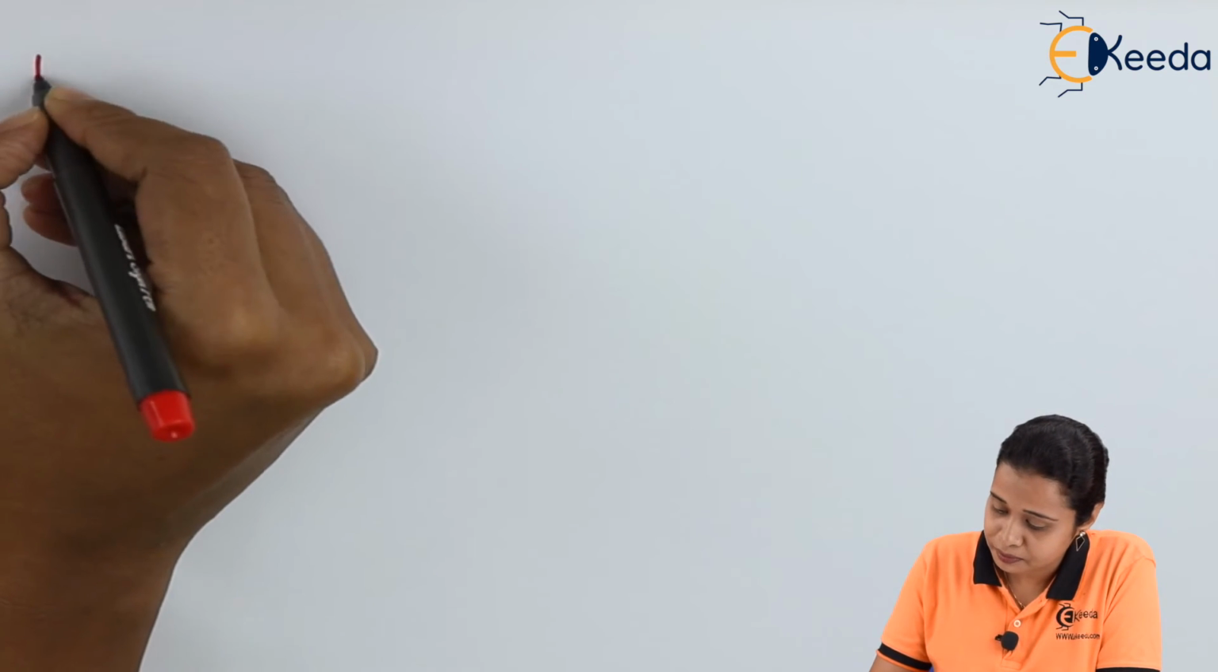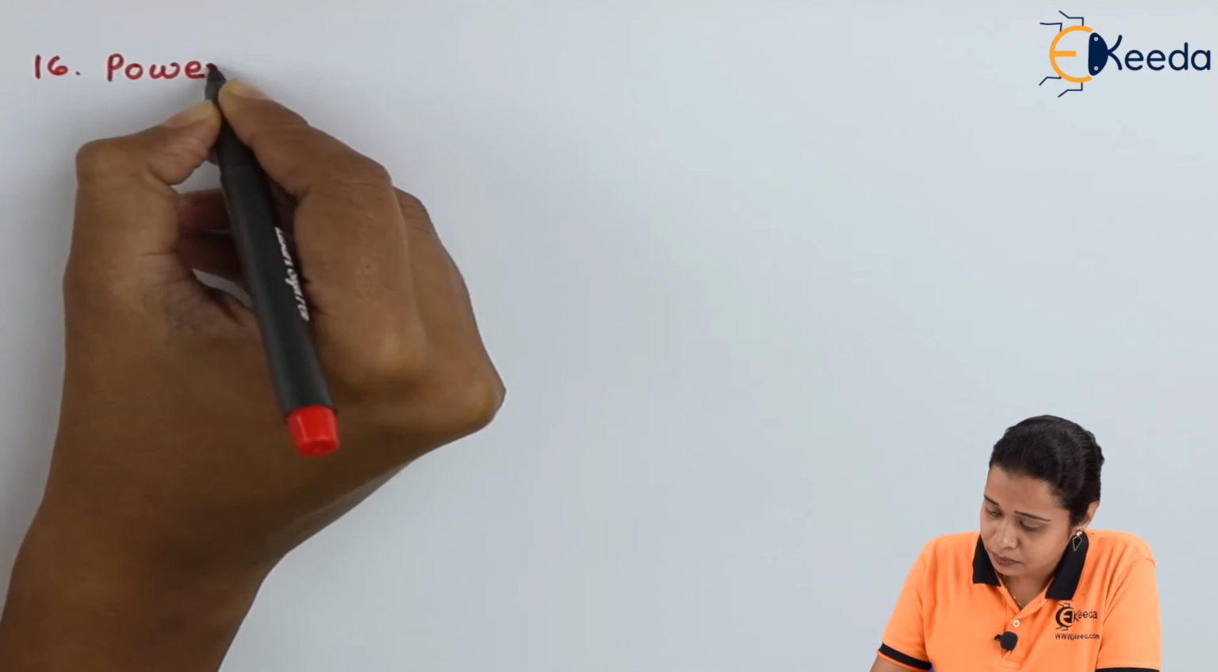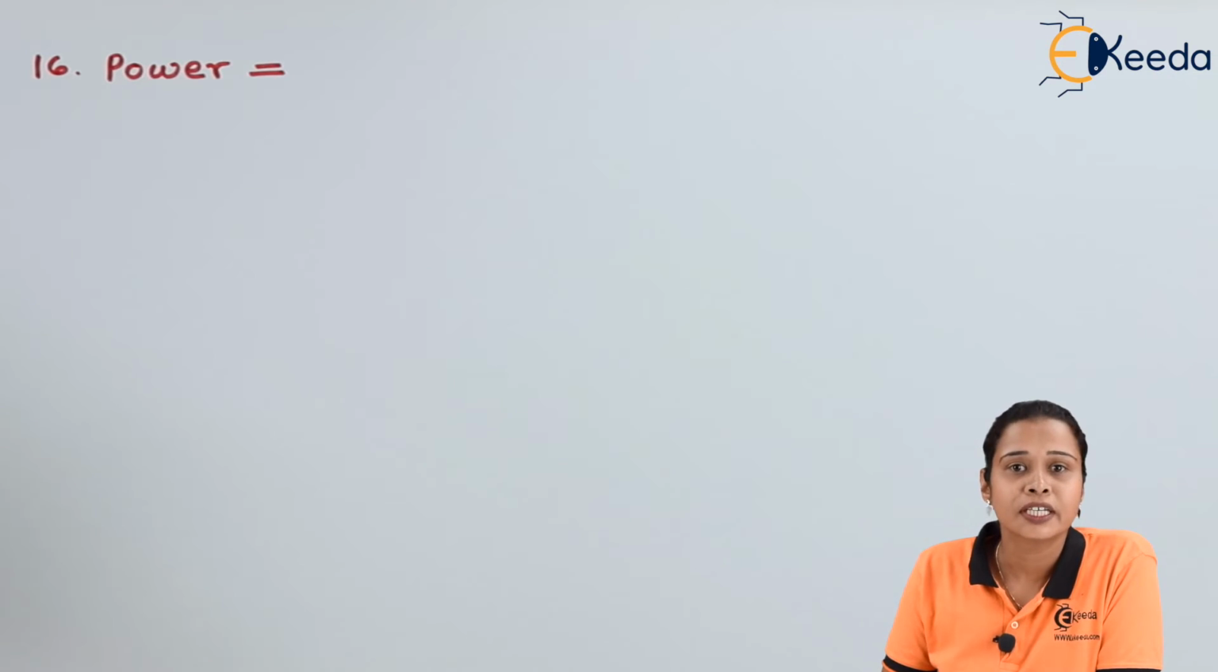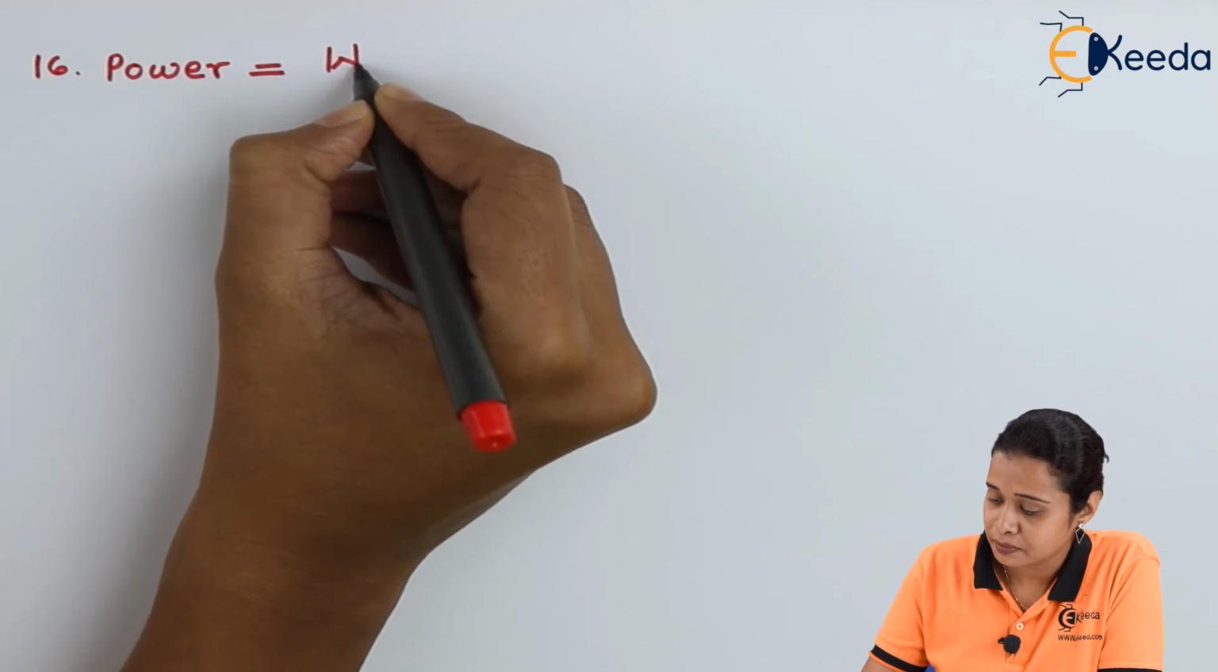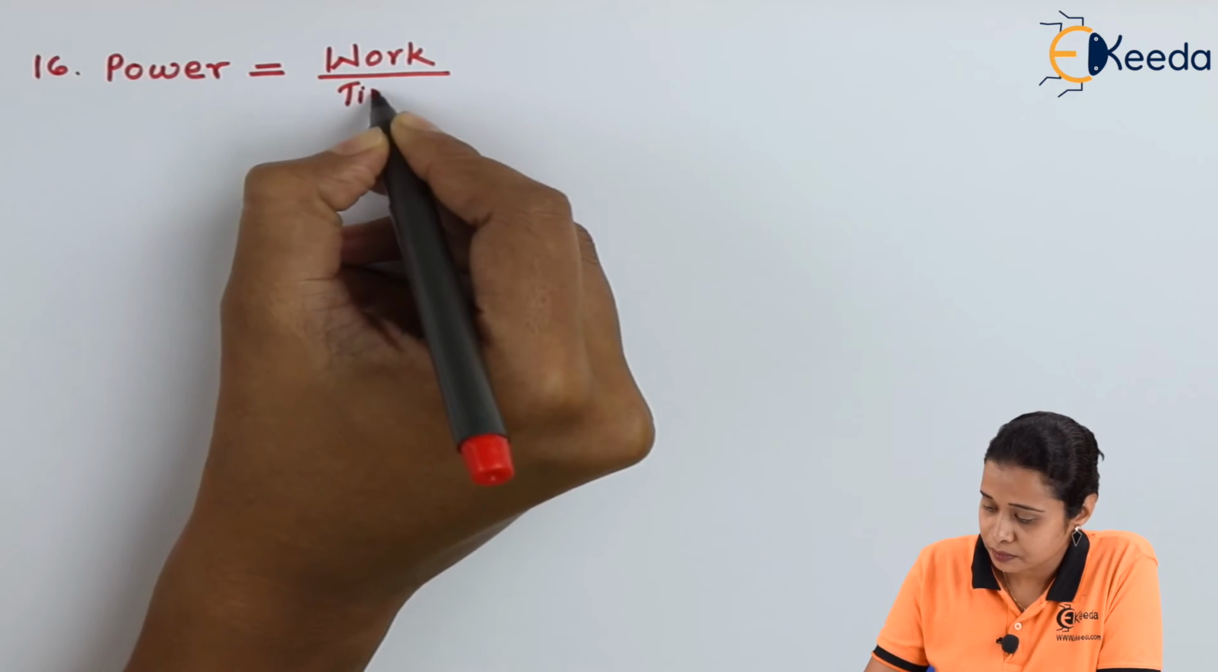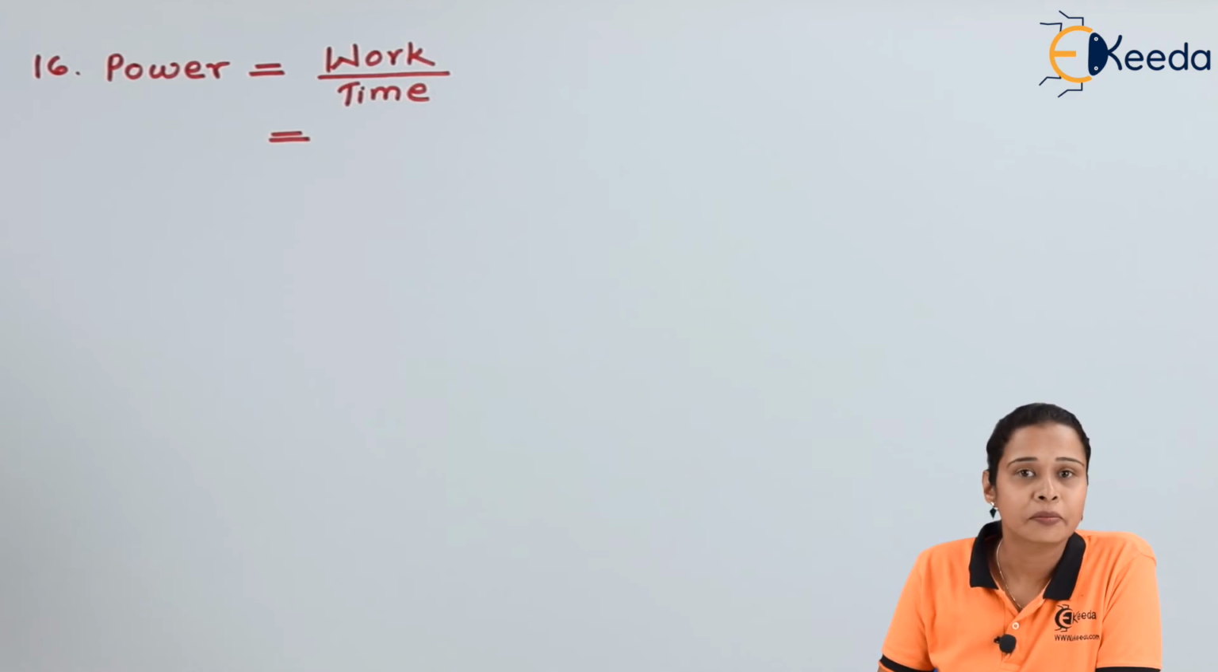Next physical quantity we will take is power. We know power is work upon time. Work can be expressed in terms of force into displacement.